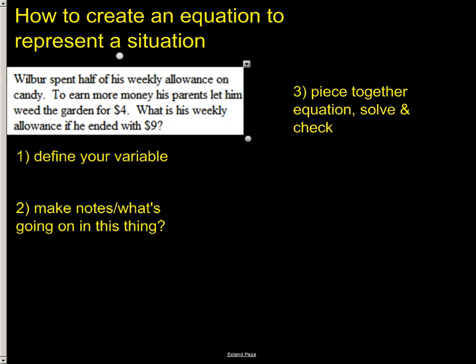I love this problem. Wilbur spent half of his weekly allowance on candy. To earn more money, his parents let him weed the garden for $4. That's a bargain for the parents. And what is his weekly allowance if he ended with $9? So what do they want? Define the variable. What is his weekly allowance? Well, let's use W, and that's going to equal Wilbur's weekly allowance.